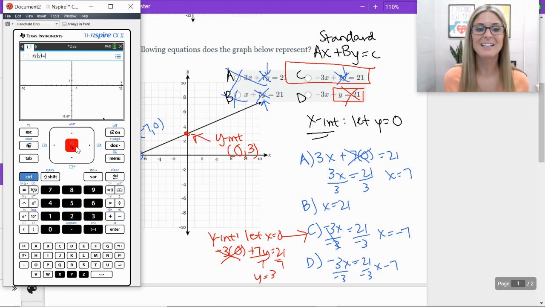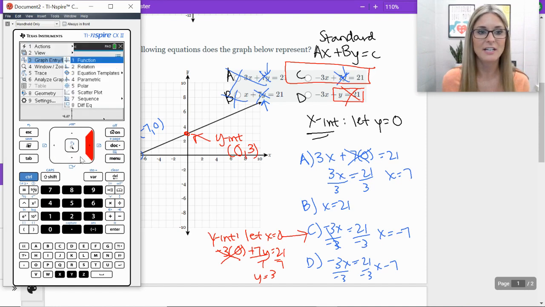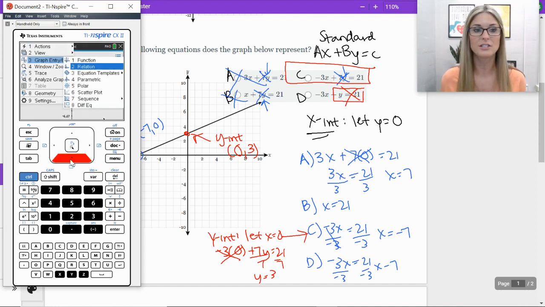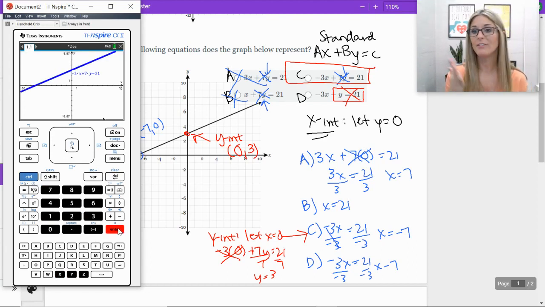Instead, let's go to menu and graph entry edit, and let's change it instead of a function y equals, let's change it to a relation. And we can type in any equation, any form. So negative 3x plus 7y equals, your equals is under your control over here, 21. And enter, and it'll graph it. And that sure does look like a match to our provided graph. So answer choice C is golden.